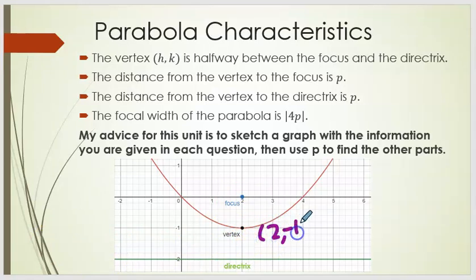So that's the h and the k value. We can measure this distance between the vertex and the focus just by looking at it, or by going down. It would be the same length either way. That's a length of 1.